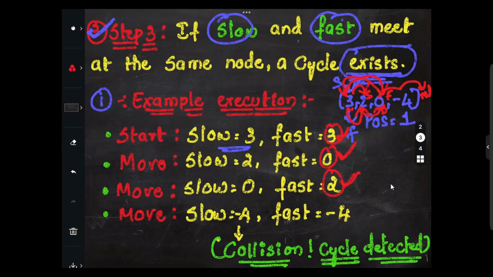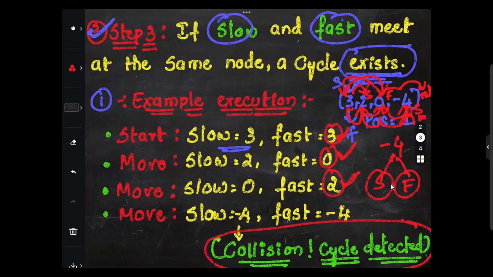Next step, we will move slow 1 step, from 0 to -4. Now slow is at -4, and fast we can move 2 steps right here. Fast is at 2 now, then 3 and -4. When we move 2 steps, fast is at -4. Now slow and fast are both at -4. Collision. Now the cycle is detected, right?